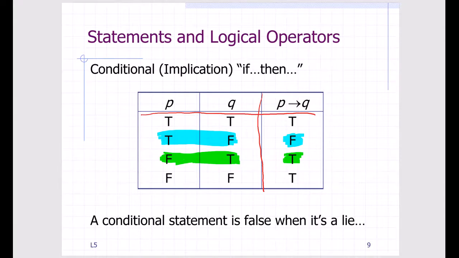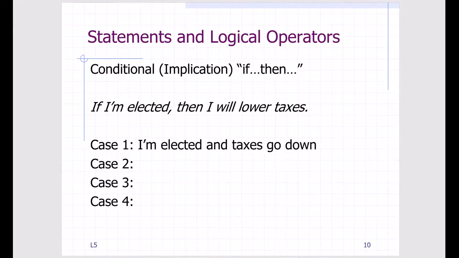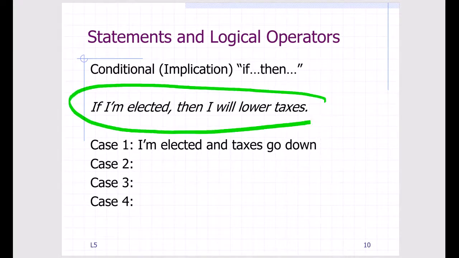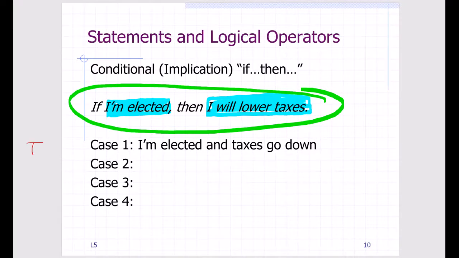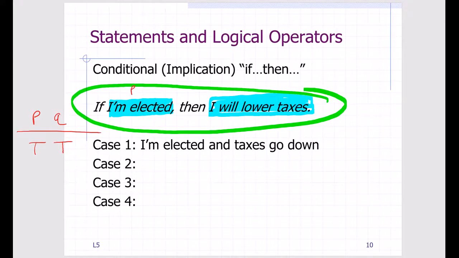The way I think about this one is the conditional statement, the if-then statement, is false when it can be considered a lie. So let's say I make this statement: if I'm elected, then I will lower taxes. So this is my P, I'm elected. And this is my Q, I will lower taxes. So if you think about those 4 rows of the truth table, so true, true, let's say P and Q.